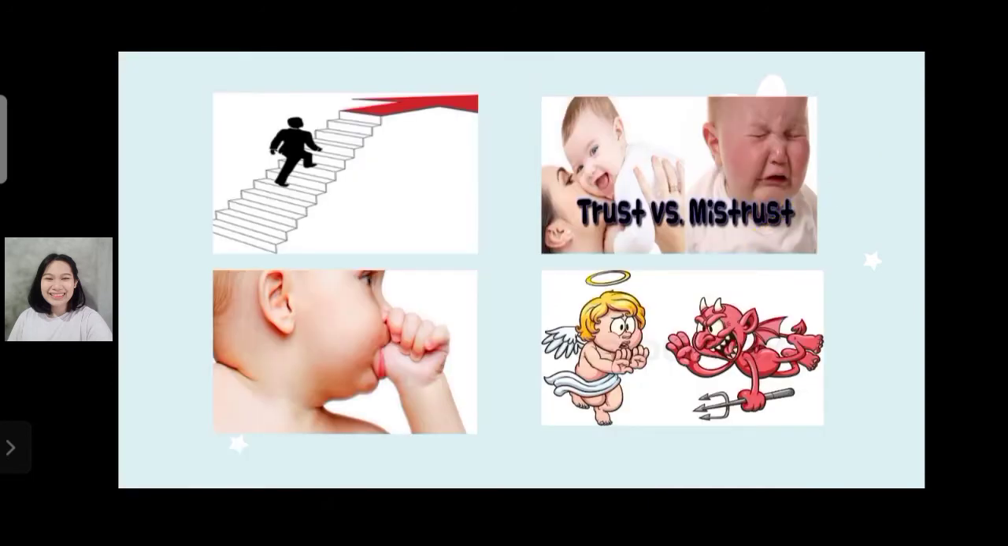Now, let us observe what is in these four pictures. Let's observe it one by one. First, a man walking, a man taking a bath, a man walking upstairs. Next, a baby crying, a baby smiling, a baby showing trust and mistrust. Third one, a baby sucking his thumb. Fourth and last, the good and the evil, the devil and the angel. Thank you so much for all of your answers. Later on, you will know what these four pictures are about.